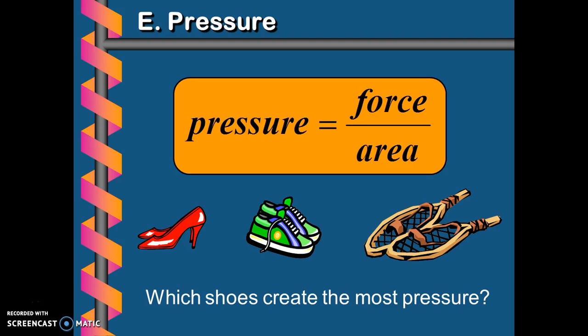Well, that would be the shoe with the smallest area. So if we look at the snowshoes, snowshoes are huge. They have a very large surface area. And so if you have a large area, you would have a large denominator. That would make your pressure very small. And the goal of snowshoes is to keep you from getting trapped in the snow, from going down into the snow. So you stay on top of the snow. So you want a very low pressure. So the snowshoes would create the lowest amount of pressure.